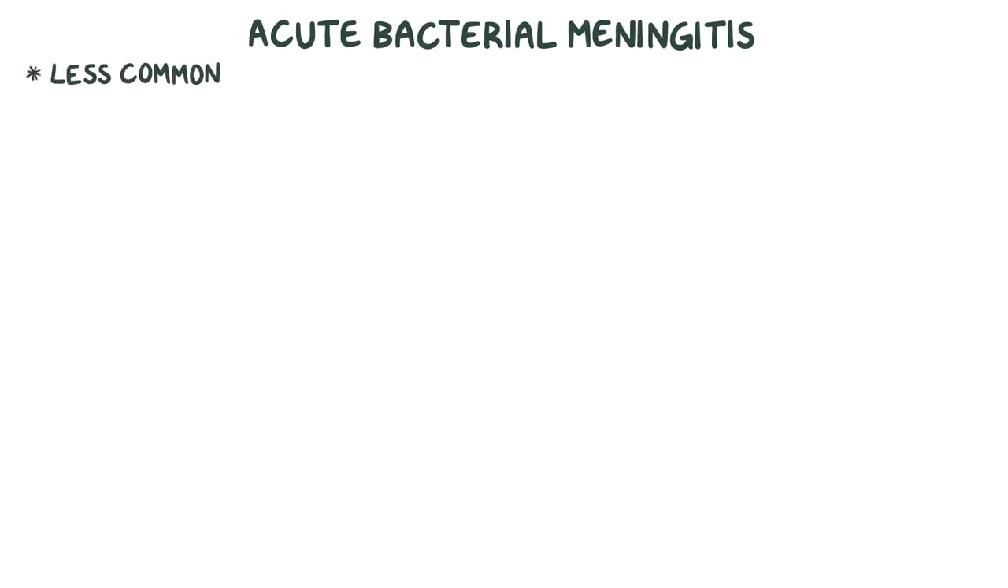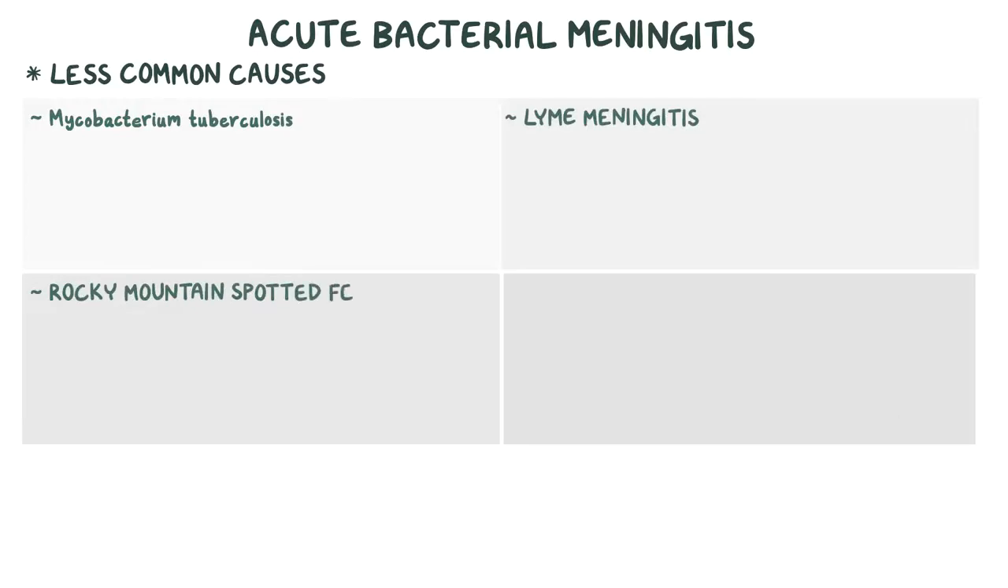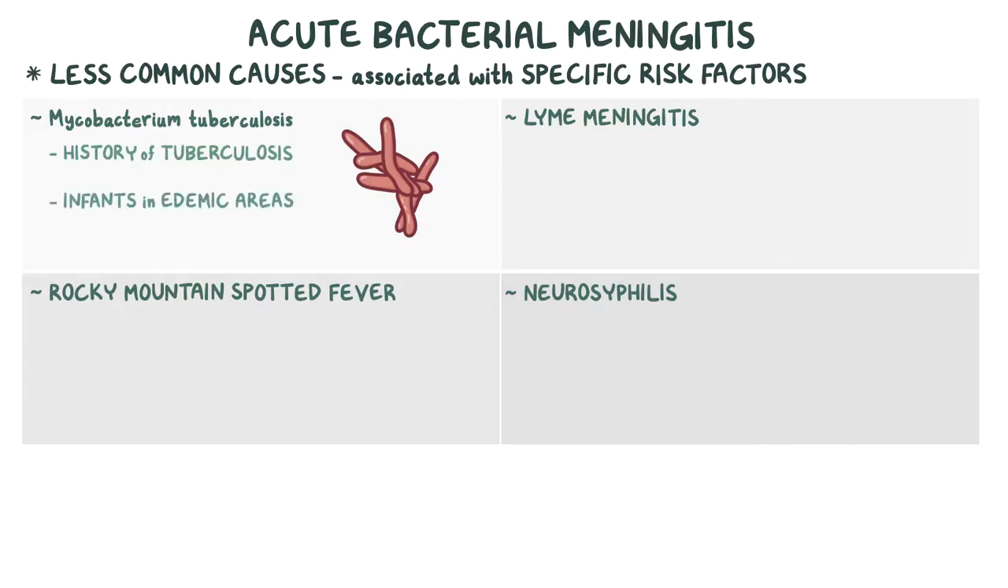Other less common but extremely important bacterial causes include Mycobacterium tuberculosis, Lyme meningitis, Rocky Mountain spotted fever, and neurosyphilis. These are separated from the other causes because they're usually associated with a specific risk factor. For example, tuberculosis meningitis occurs in individuals with a history of exposure to tuberculosis, oftentimes infants living in endemic areas.